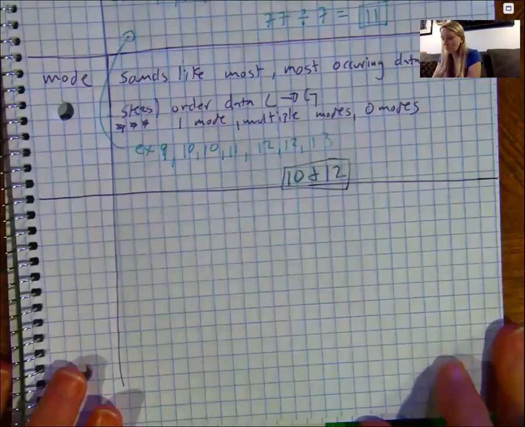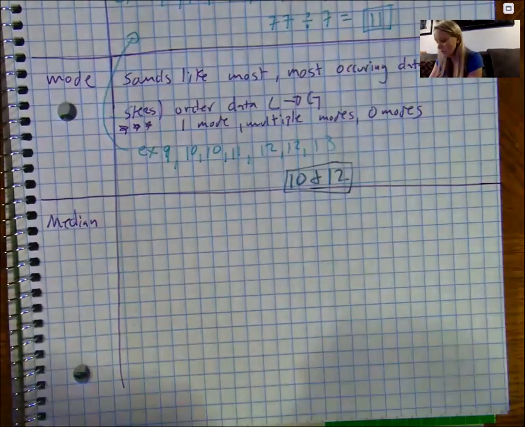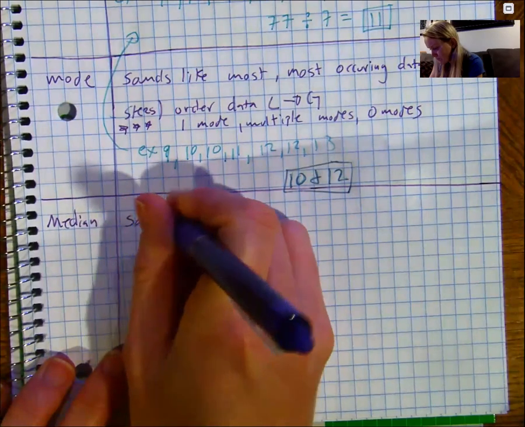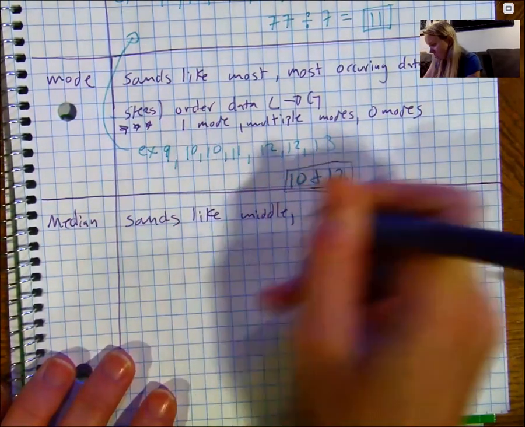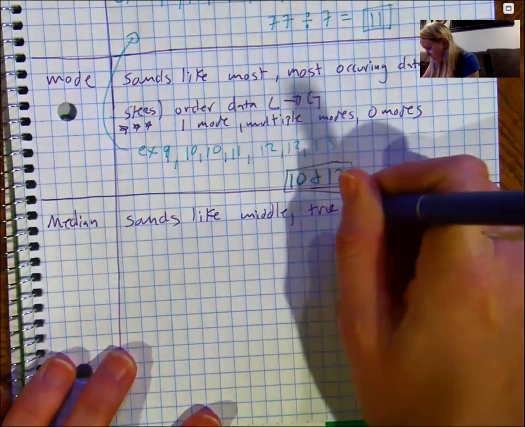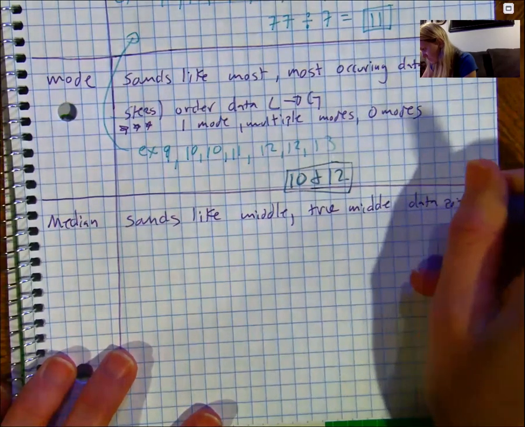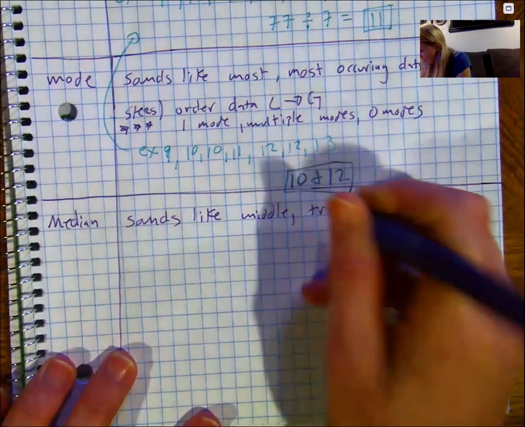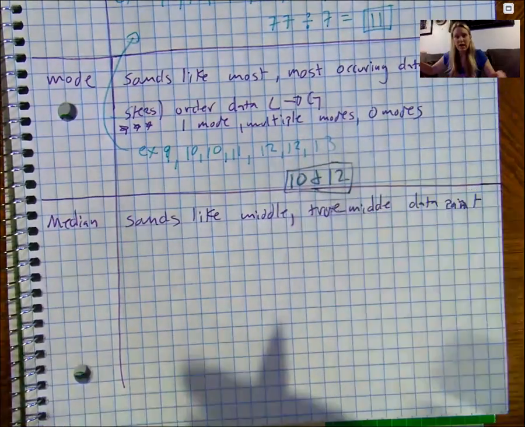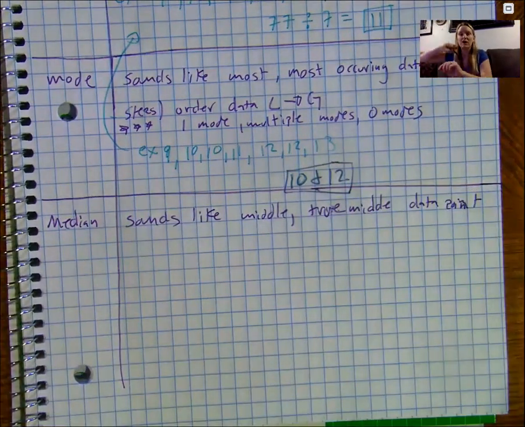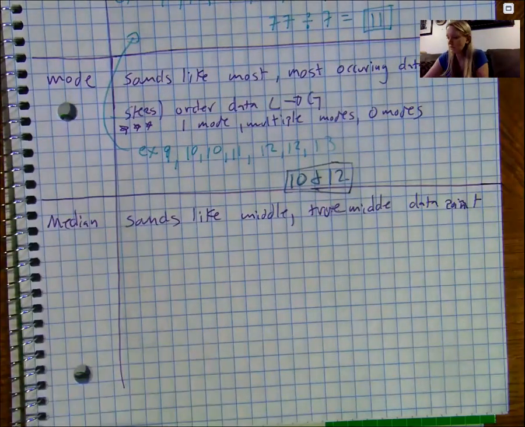Okay, the next one we use is called median. Okay, median sounds like middle. And it is the true middle data point. Okay, so the median is the true middle data point. So if you were to line everyone up at that movie theater and go, okay, go from least to greatest in your age, and you chop off till you get to the middle, that's the median.